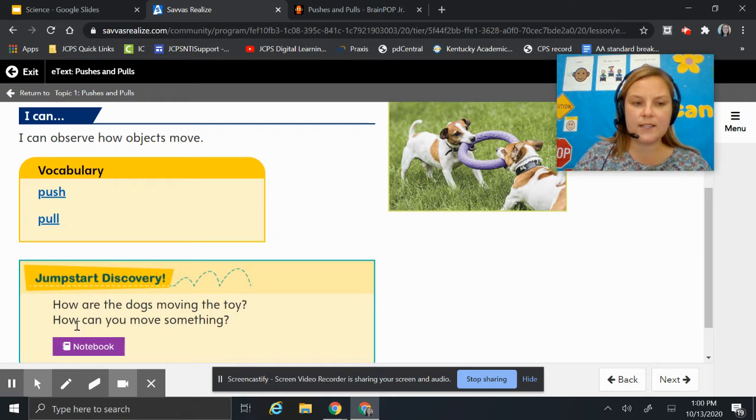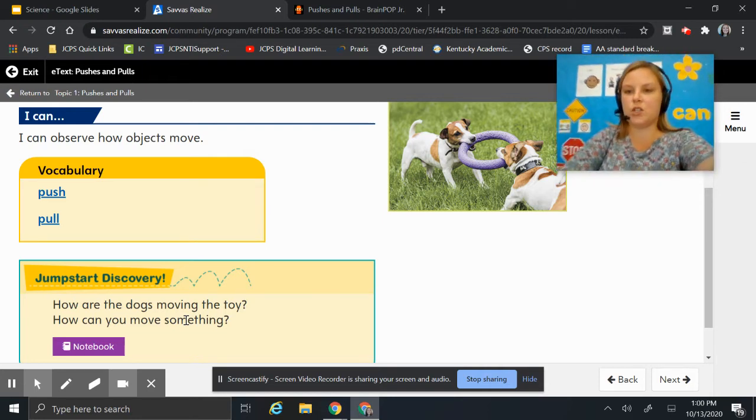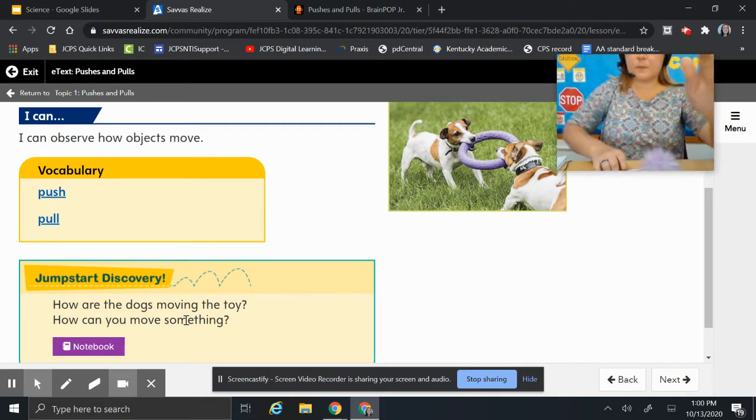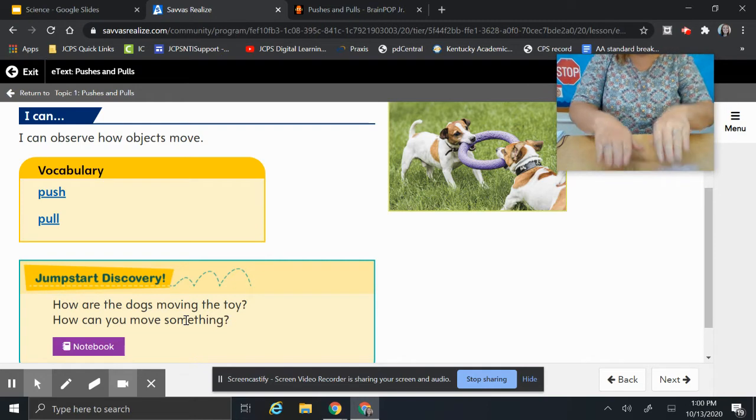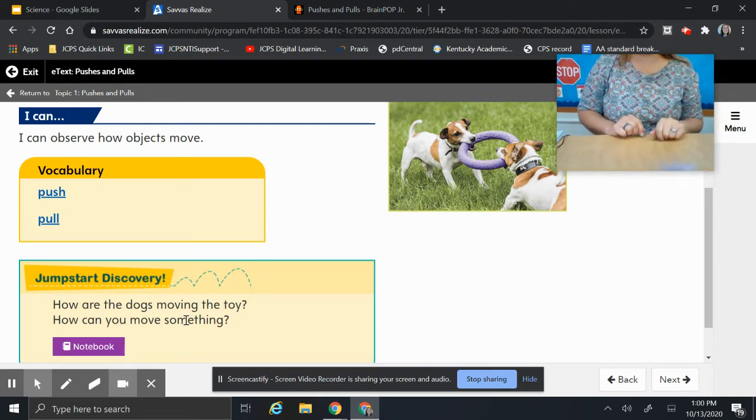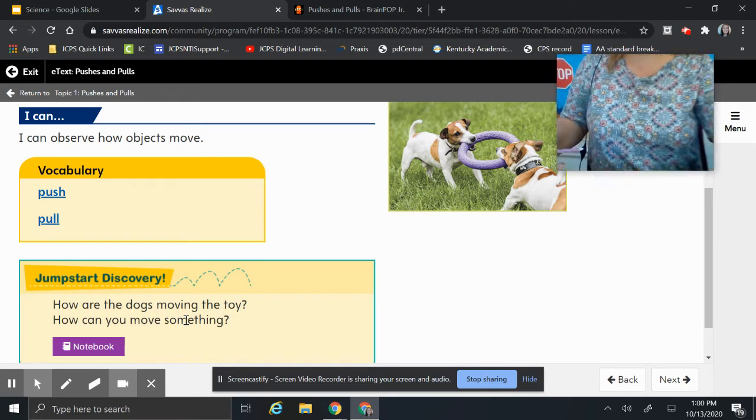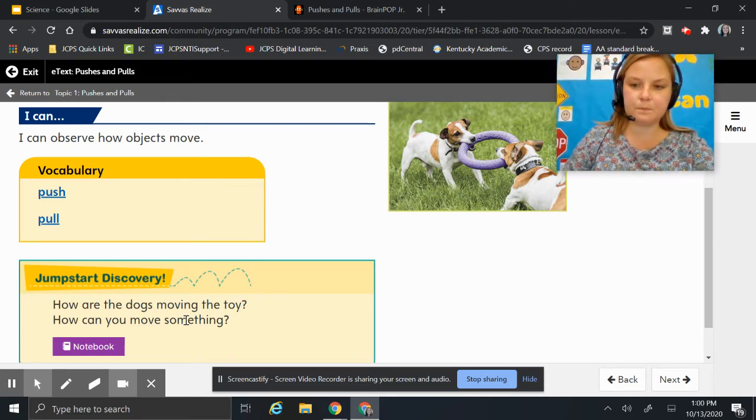And then our second question is, how can you move something? Remember, we can move something by pulling it to us. This is just a fuzzy pen. Or pushing it away. Let me see if I can show you on my desk. Okay, if I am pushing it, I'm going to push it away. But if I'm going to pull, I'm going to pull it close to me. So that's how we move things, by pushing and pulling.